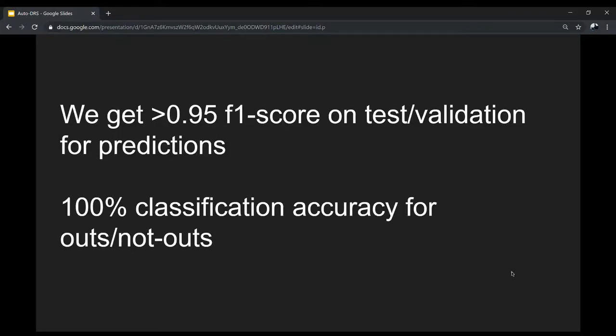And we get really good results. We get over 95% F1 score on both test and validation on all models. And we get 100% classification accuracy for outs and not outs because we only really care about the ordering: if the stumps are hit first or the batsman crosses the crease first.